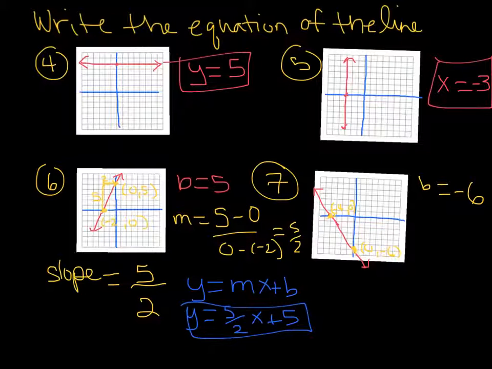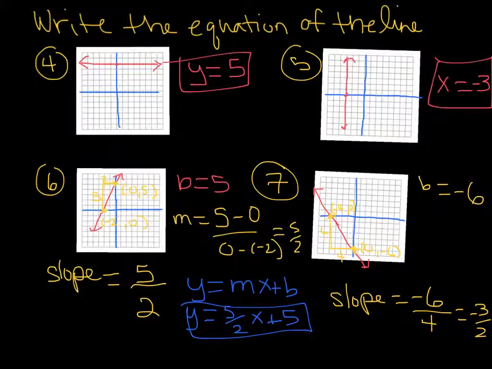I'm actually not going to use the formula. I'm just going to count. So my rise is the amount I go up or down. To get from the point on the left, the (-4, 0), to the point on the right, I start by going down 6. Since I went down, it's going to be a -6. Then I would have to go right 4. And since I went right, it's going to be a +4. So I'm going to reduce that to negative 3 over 2. In the end, my equation will be y equals negative 3 over 2x minus 6.